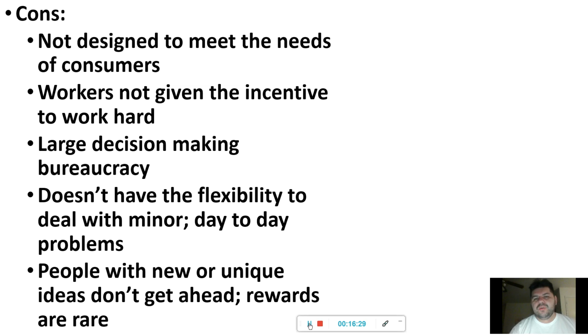People with new or unique ideas don't get ahead. If somebody creates a machine that takes in less material, produces more, and makes it come out faster and better, that person in this country would be a millionaire without question if they invented something like that for whatever product. But in a command economy, they would just get, oh, good job. We're going to take it, but we're not going to give you anything. All right. Rewards, again, are very, very rare.